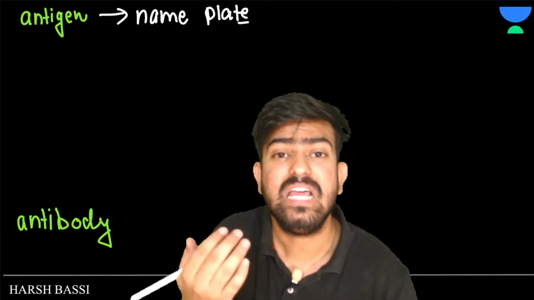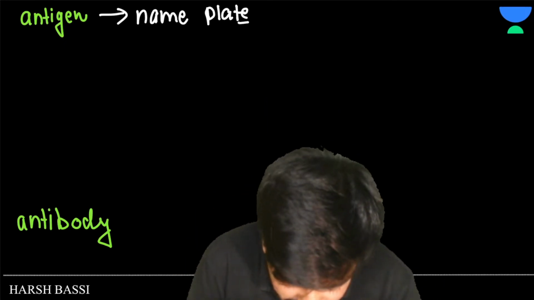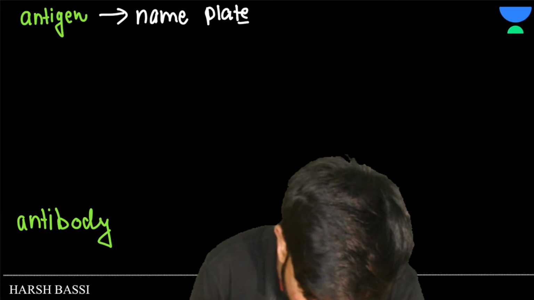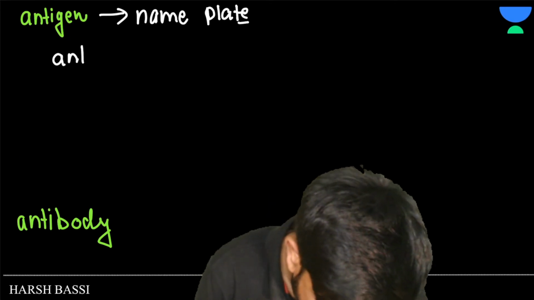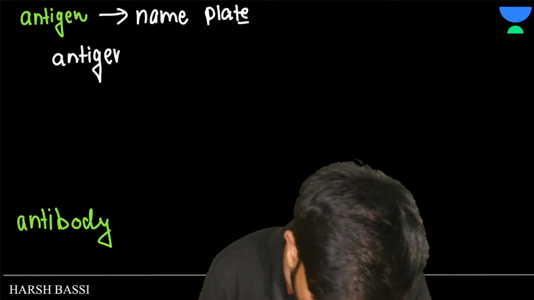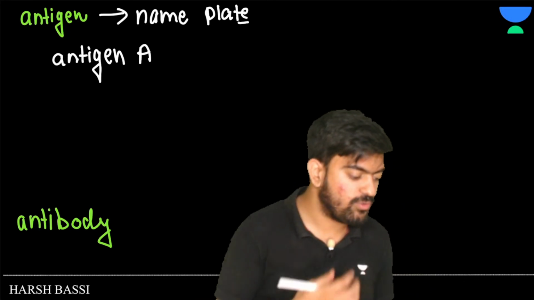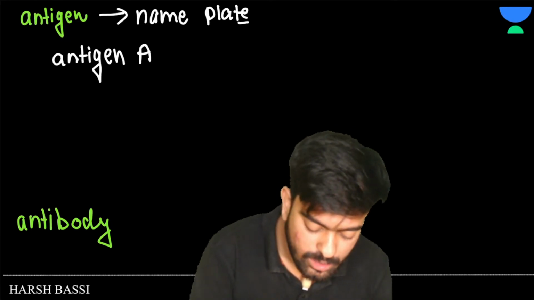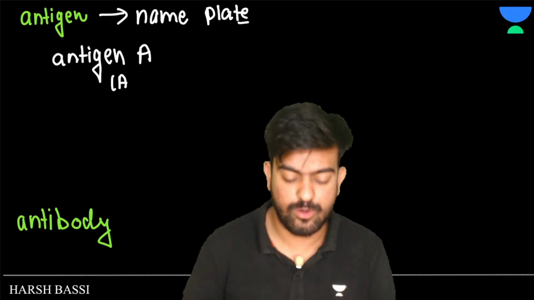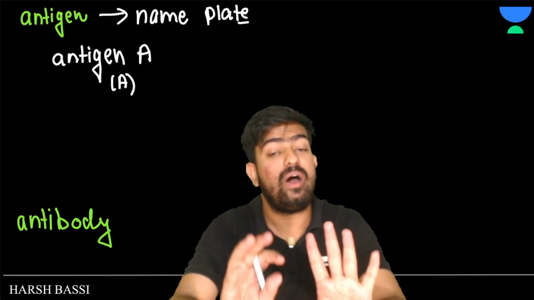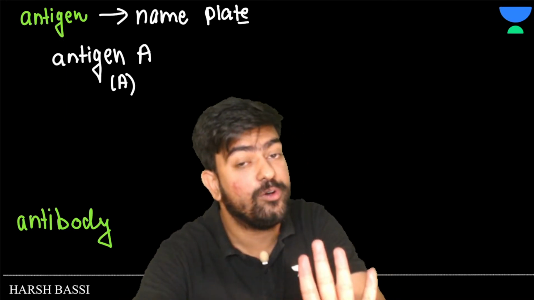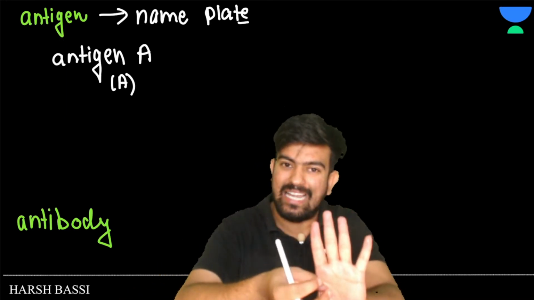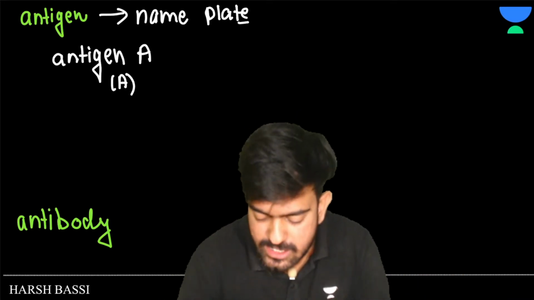If suppose I write antigen A here, which means what? It means A blood group. Okay. So antigen, how can you recognize a blood group? By seeing its antigen. What is antigen, sir?